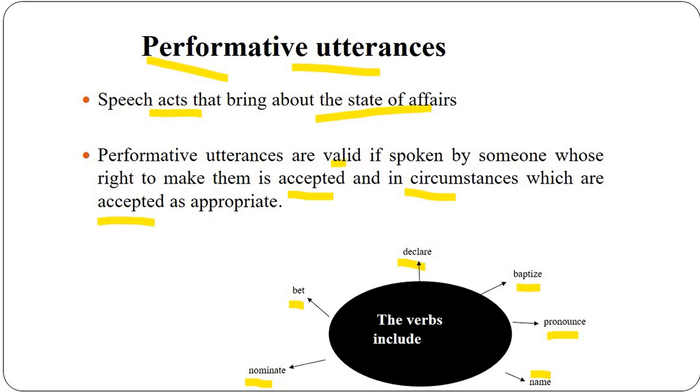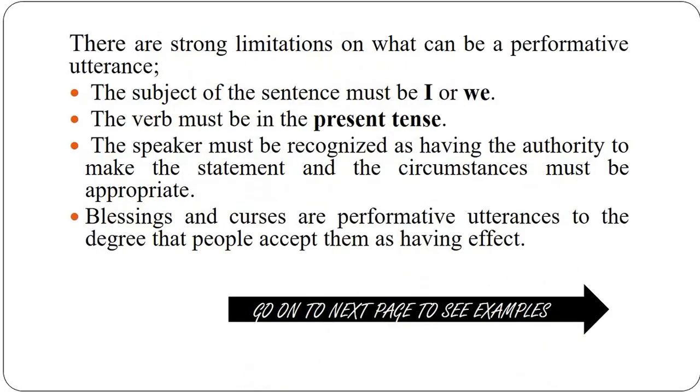We will see the examples in a more detailed way. But let's see the features of performative utterances. There are strong limitations on what can be a performative utterance. The subject of the sentence must be I or we. There is no, let's say, alternative. The verb must be in the present tense. In performative utterances, the main verb must be in present tense. There is no, again, another alternative.